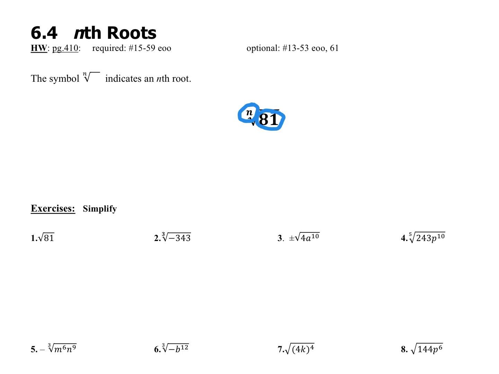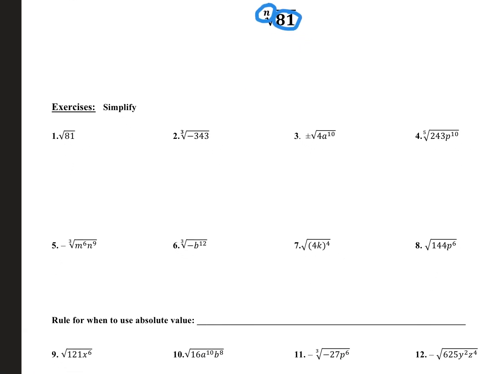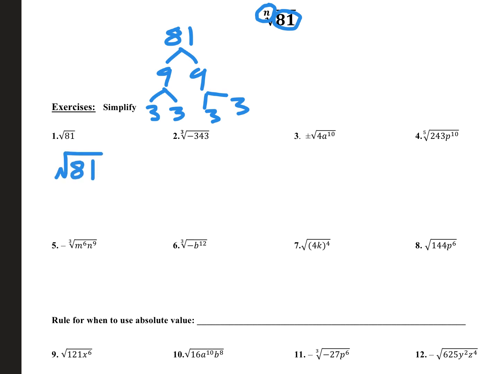For number 1, we are finding the square root of 81. You can probably just look at that and say the answer, but I want to do this the more difficult way so that when we get to a more difficult problem, you know the process. If I was making a tree diagram for 81, it would turn into 3 times 3 times 3 times 3, or 3 to the 4th. Again, you know the answer is 9 already.